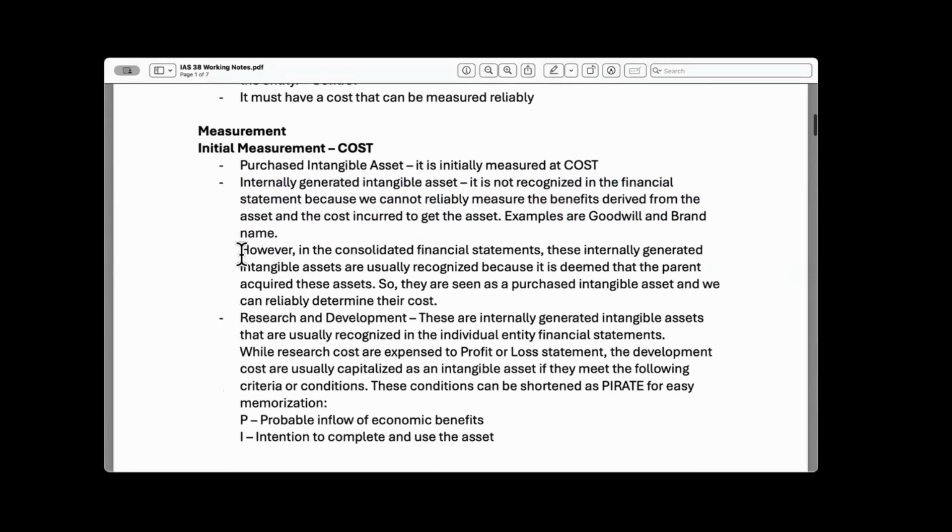And I've said, however, in the consolidated financial statements, these internally generated intangible assets are usually recognized because it is deemed that the parent acquired these assets. So they are seen as purchased intangible assets, and we can reliably determine their cost.